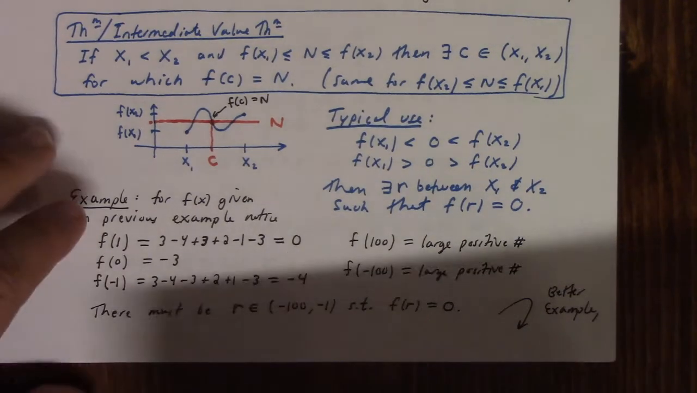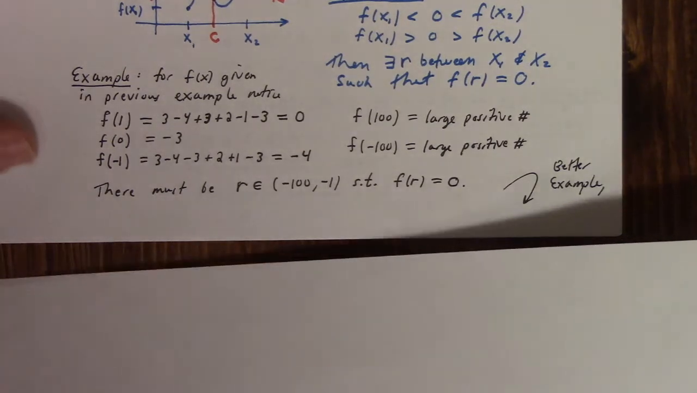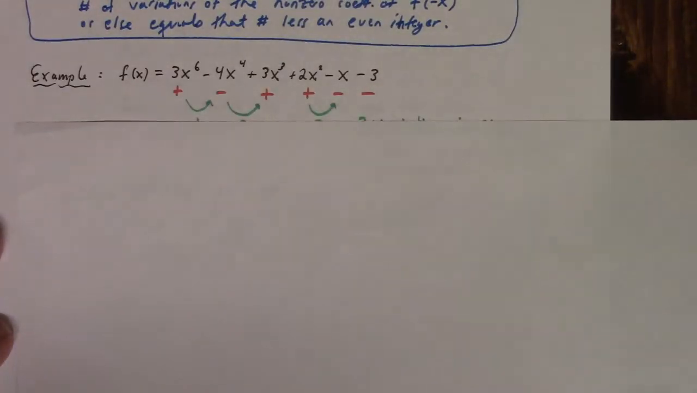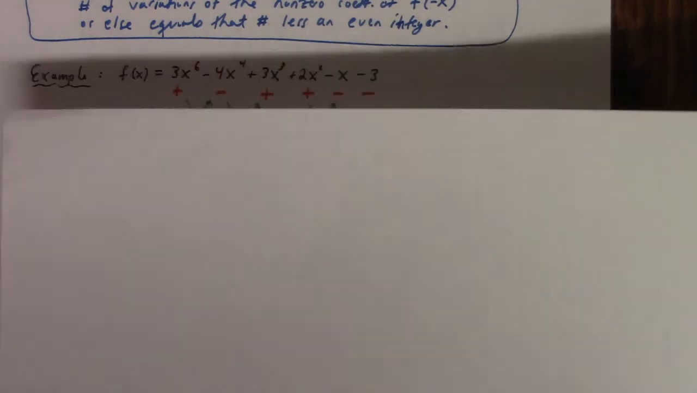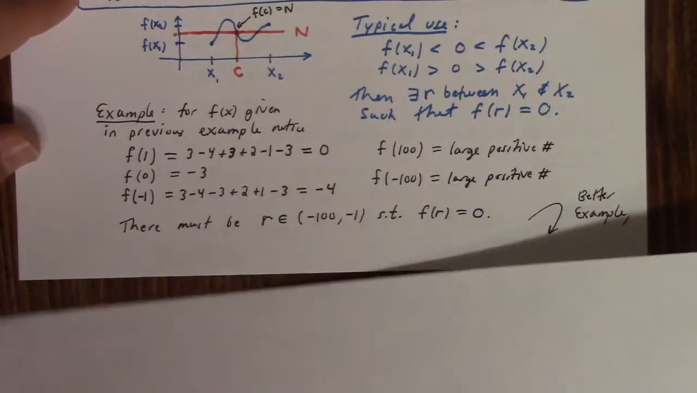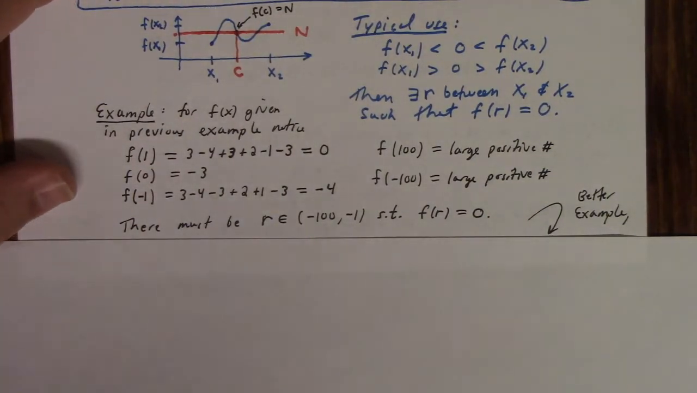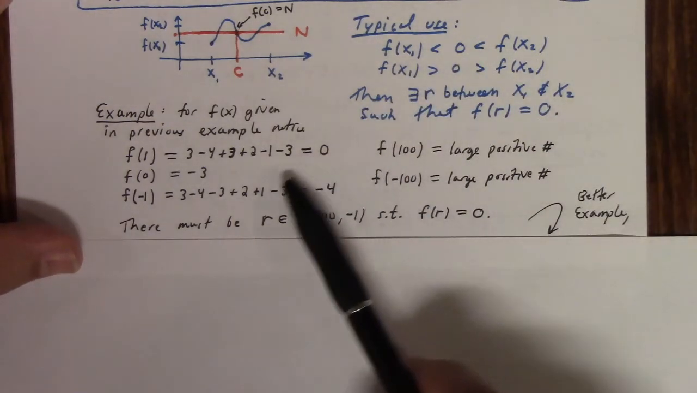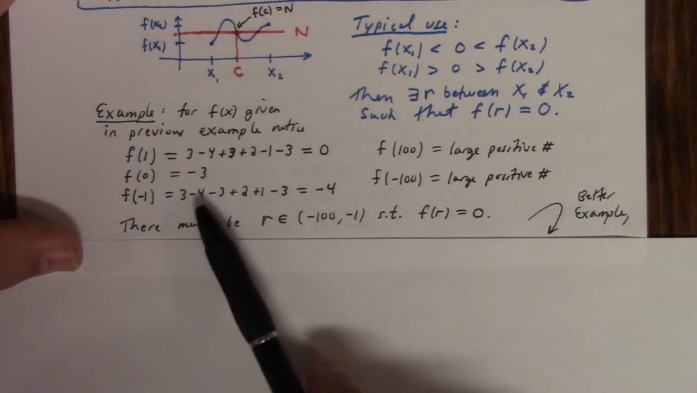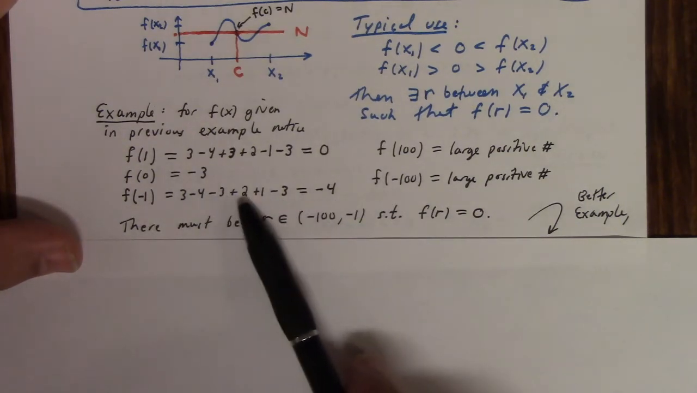So I tried to do some numerical work here for the previous polynomial. This guy right here, the 3x to the sixth plus minus 4x to the fourth plus 7x. And when I plugged in some numbers, I did find some kind of interesting stuff. f of 1 was 0. Well, that's kind of cool. f of 1 is 0, so there's a zero. f of 0 was minus 3. f of minus 1 was minus 4. And at that point, I kind of got tired of it.